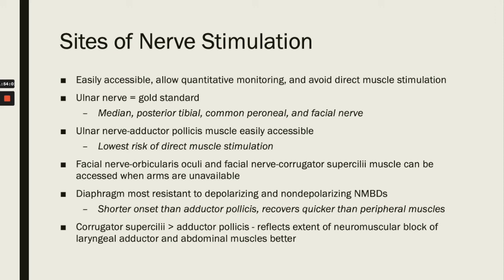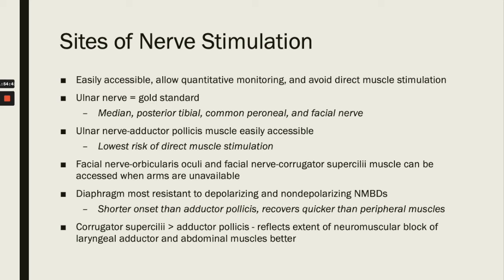With sites of nerve stimulation, you want to pick sites that are easily accessible, allow quantitative monitoring, and avoid direct muscle stimulation. The ulnar nerve is the gold standard for nerve stimulation. Other places that could be used as well are the median, posterior tibial, common peroneal, and facial nerves. With the ulnar nerve, the adductor pollicis muscle is easily accessible, and it has the lowest risk of direct muscle stimulation.